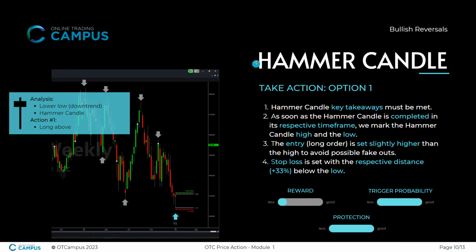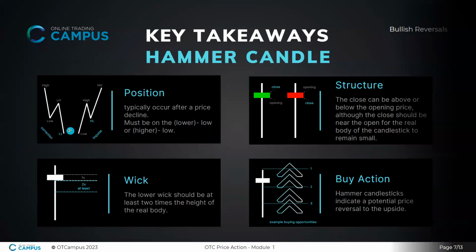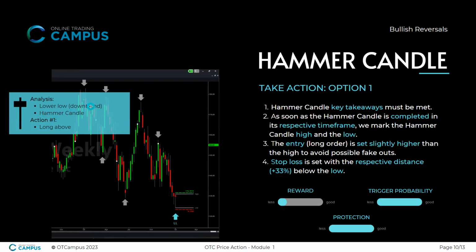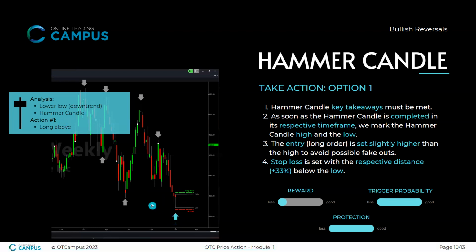Yes, here the hammer candle, how to trade it, take action, option 1. Okay, our analysis is a lower low here. And if you remember, the hammer candle should be in the lower low or in the higher low. That means we are in a lower low, in a downtrend. Look at this, right? Perfect, here in the lower low, we created a hammer candle. Perfect. And very important that this hammer candle is completed, right? If we talk about a daily hammer candle, wait for the next day. We need a real close.